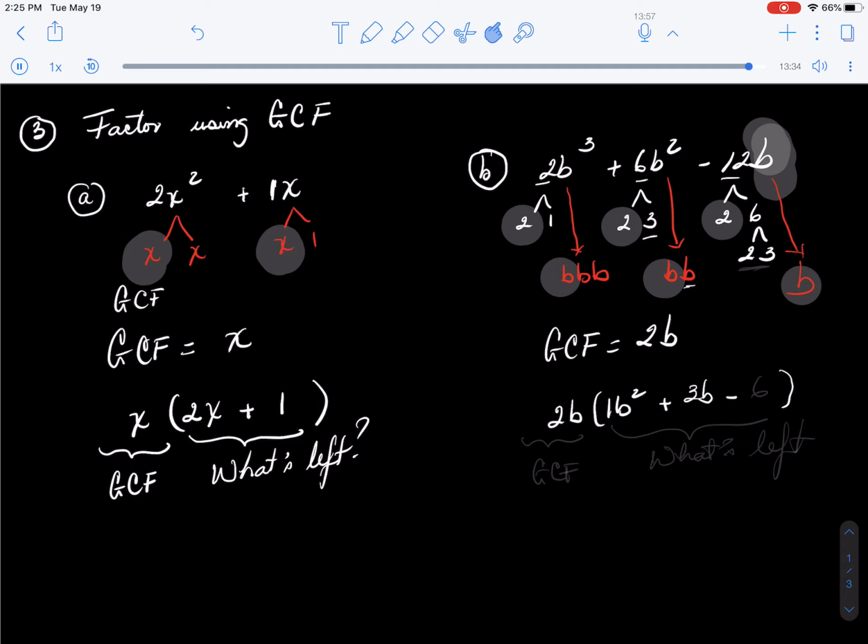On the last one, you took the 2 out, but you still have 6 left, so it will be a 6. You took 1b out, and that's done with. So your GCF is here, and this is not a GCF. I'm going to say what's left again, or the remaining.